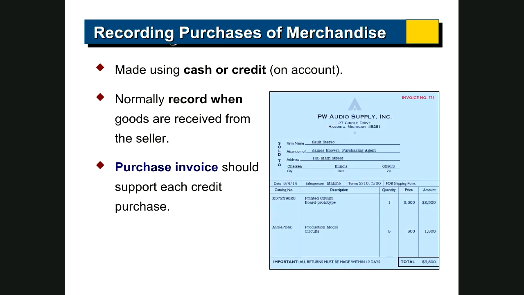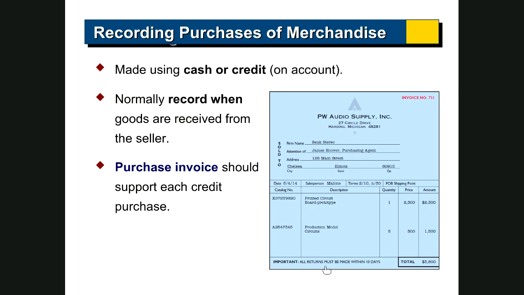Now, continuing on, recording the purchases of merchandise. The way it's done is usually there is something called a purchase invoice, right? Either the purchase of merchandise is for cash or on account, right? If you're buying something on account, then the entry would be to debit inventory and to credit accounts payable. Very good, right? With every accounts payable, there should be an invoice like this, right?